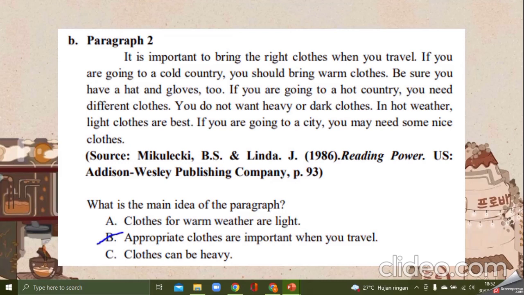And the question: what is the main idea of the paragraph? The answer is B. Appropriate clothes are important when you travel.